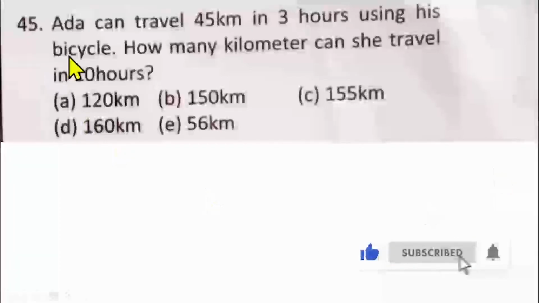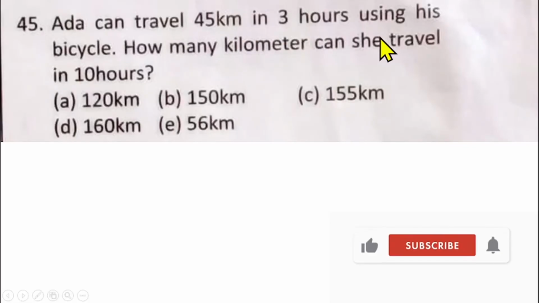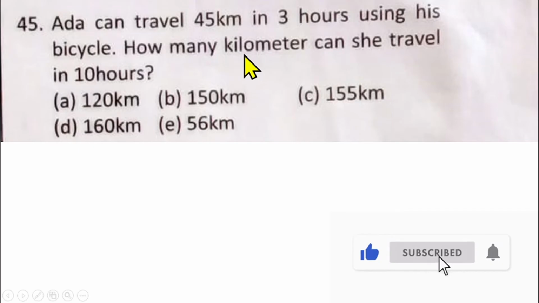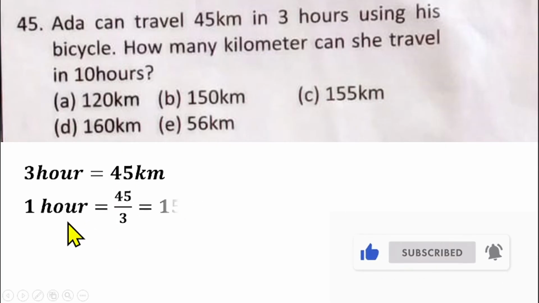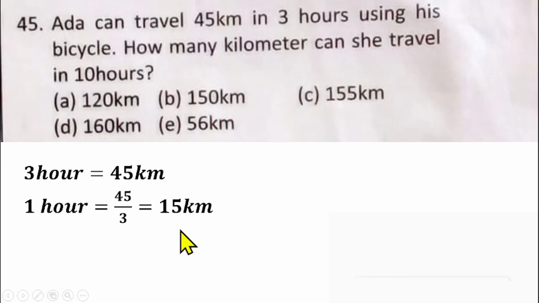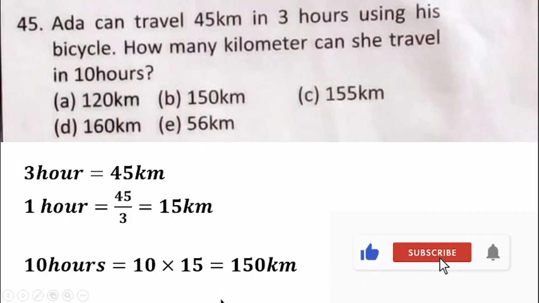Question number 45. Ada can travel 45 kilometers in 3 hours using a bicycle. How many kilometers can he travel in 10 hours? So this is a proportion and ratio as well. 3 hours will give us 45 kilometers. So that means 1 hour will be 45 over 3, that gives us 15 kilometers. If 1 hour gives us 15 kilometers, then 10 hours will be 10 times 15, that gives us 150 kilometers, which is option B for question number 45.